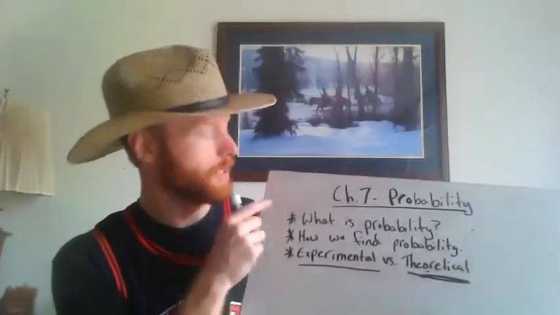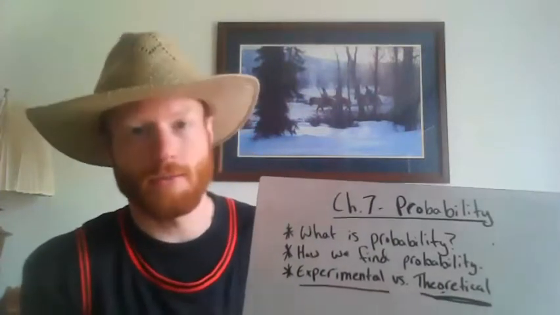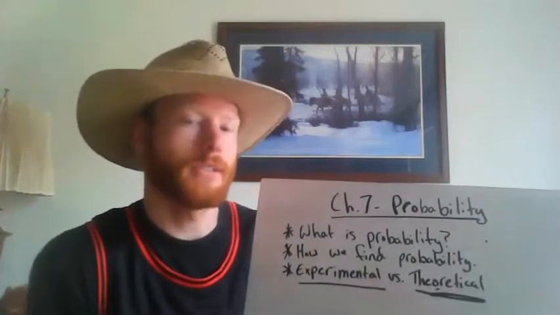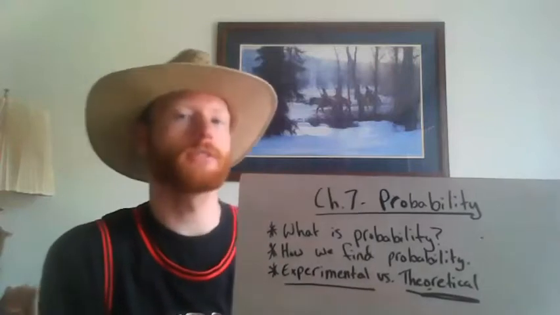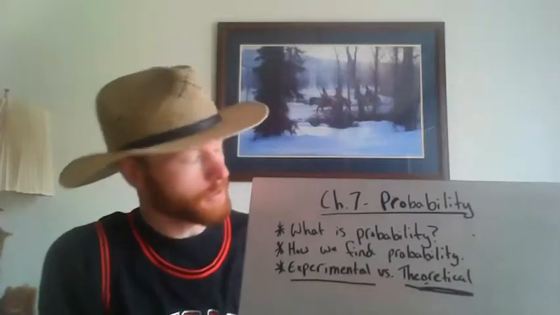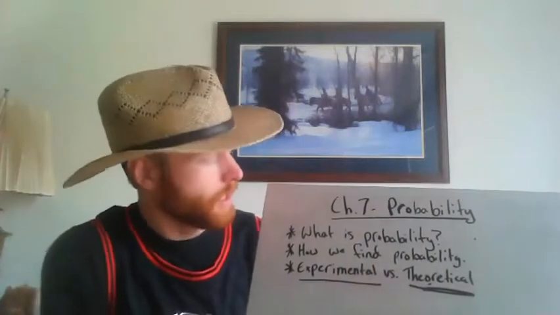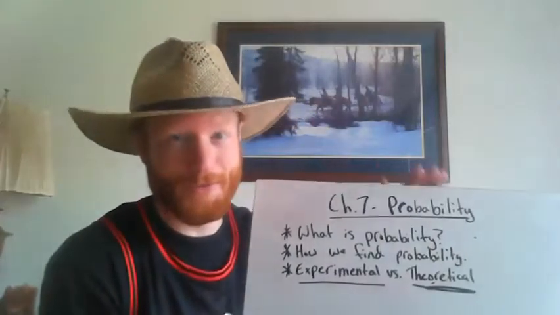So probability is the chance of something happening. If there's a 20% probability that it's going to rain today, there's a 20% chance it's going to rain today. And that's as simple as probability is. It's just the chance of something happening. But how do we find that chance? Well, here's where it gets fun.